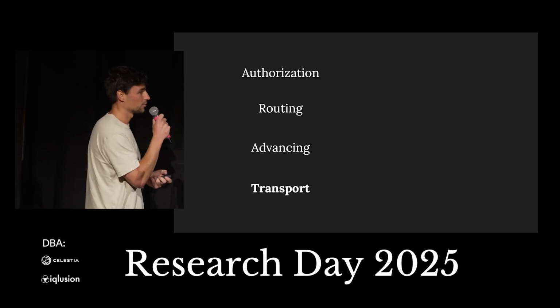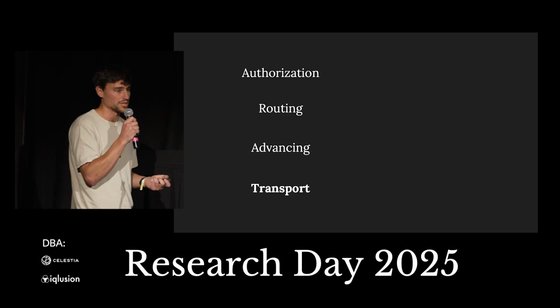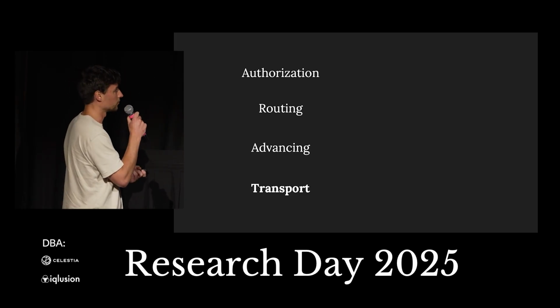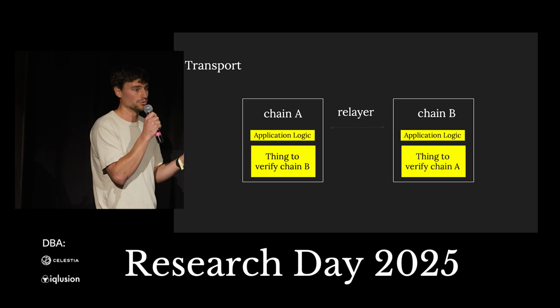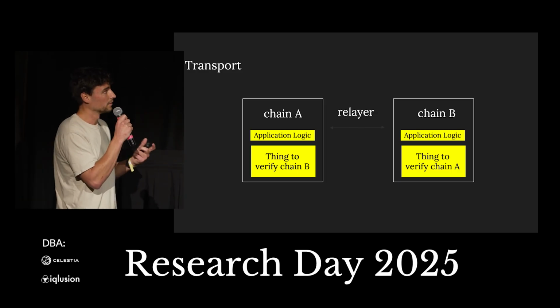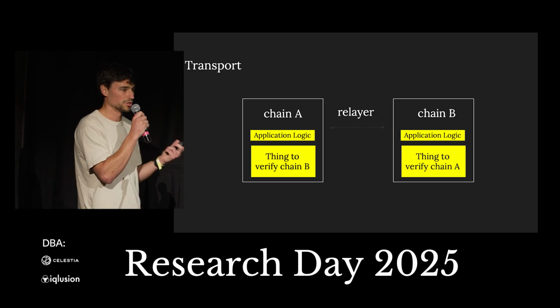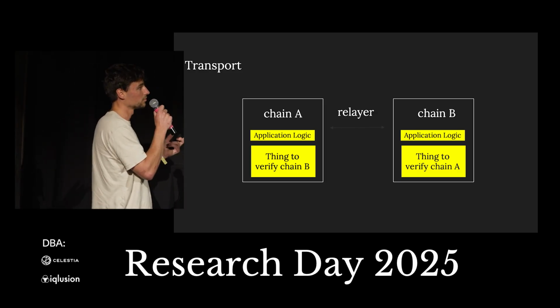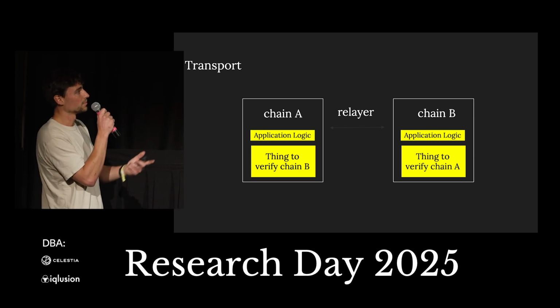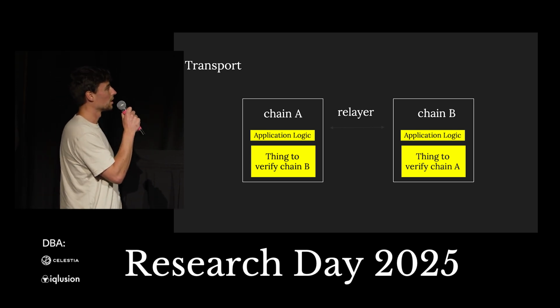So I'm going to start with the one that most people are familiar with. This is the transport layer. This is what people think of when they think of bridging. And it's basically how do you move, you can think of token transfer, but generally more about messaging. How do you send a message from one chain to the other?